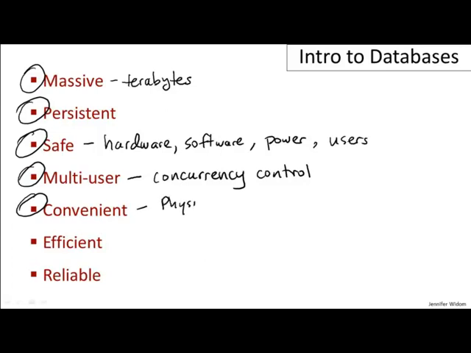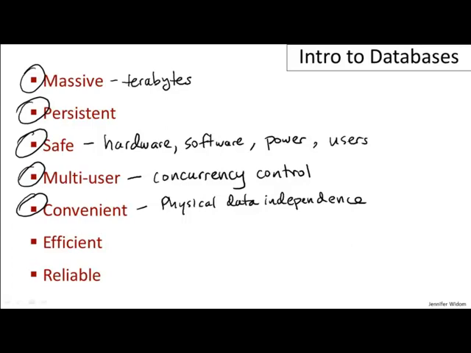There's a notion in databases called physical data independence. And it's kind of a mouthful, but what that's saying is that the way the data is actually stored and laid out on disk is independent of the way the programs think about the structure of the data.